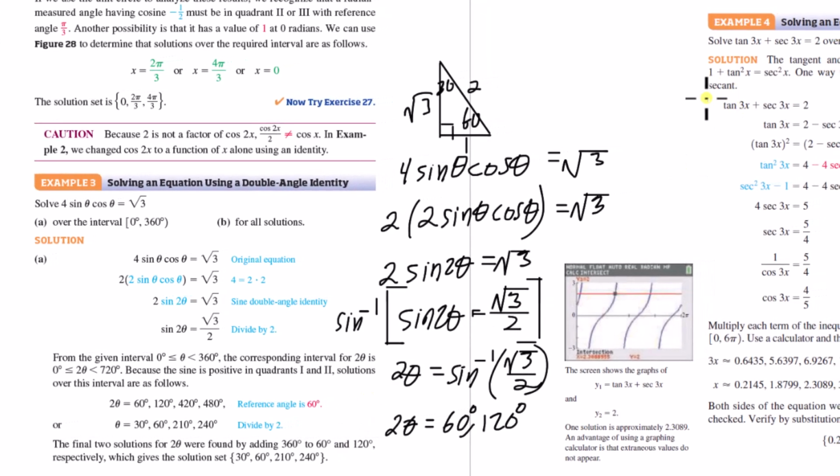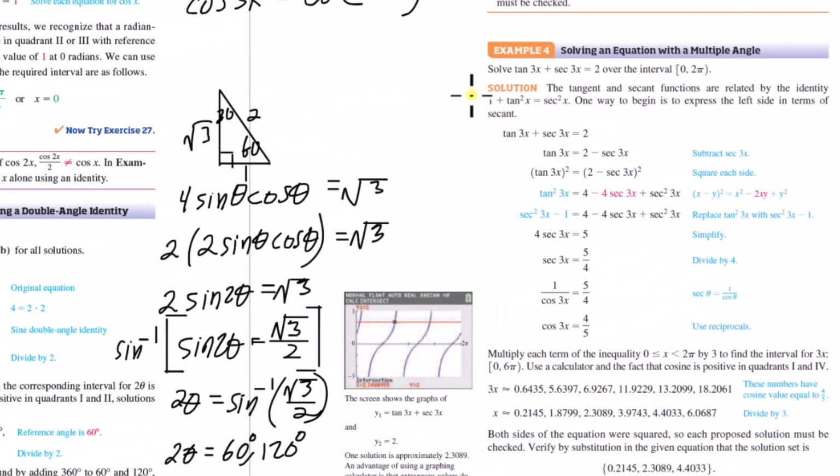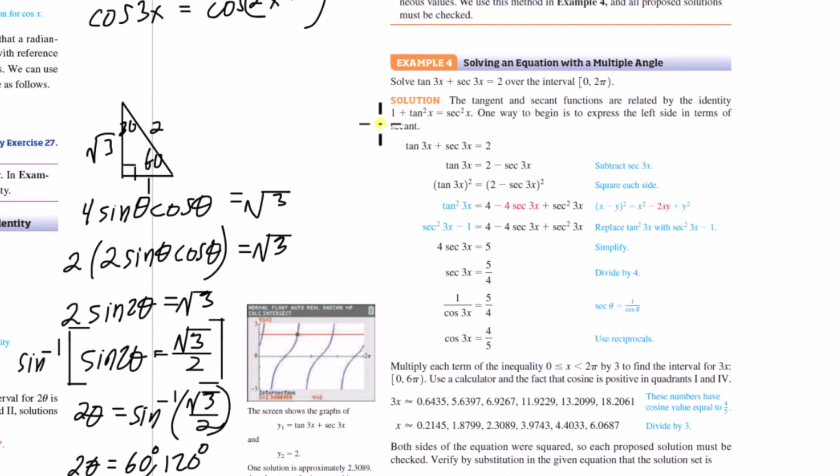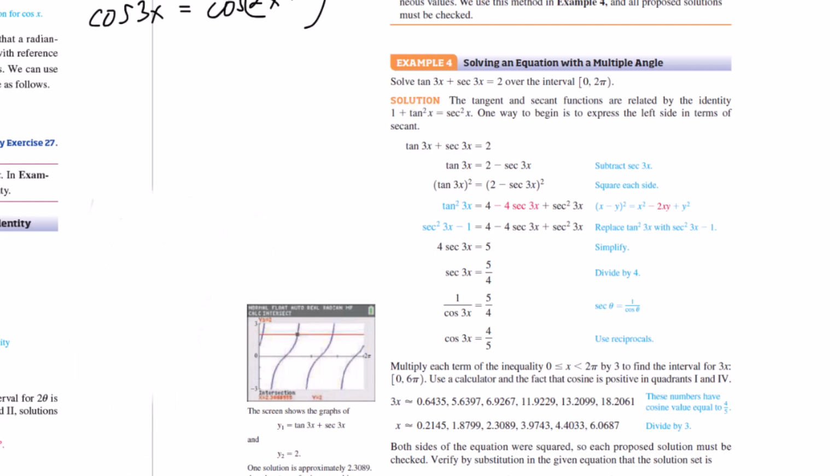I'm probably going to make a whole separate video on the general strategy to solving trig equations, because this is kind of confusing. Actually, I am going to do that. So, okay. What about, so tangent of, let me make some room here. Okay, so tangent of 3x plus secant of 3x is equal to 2.